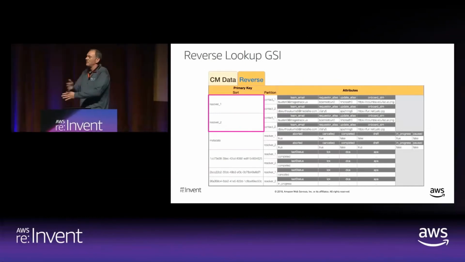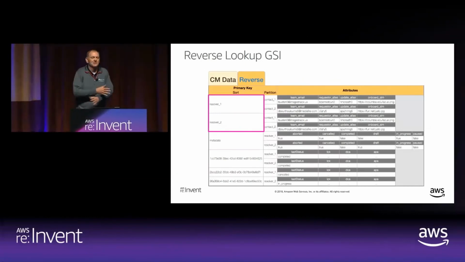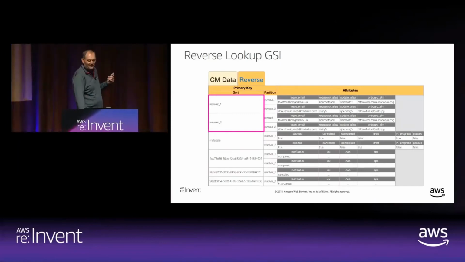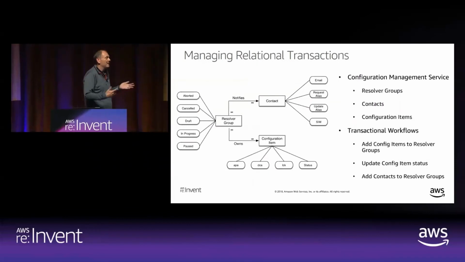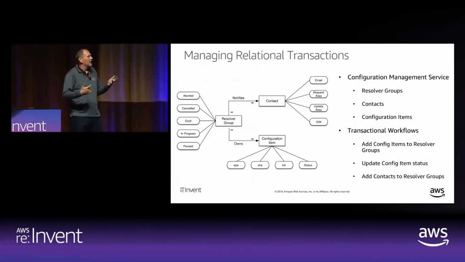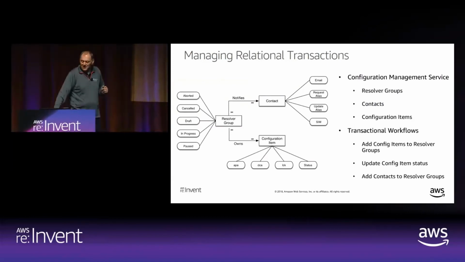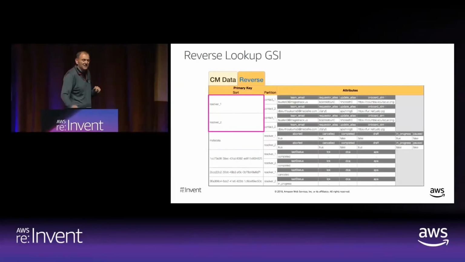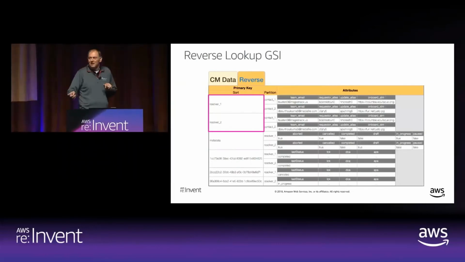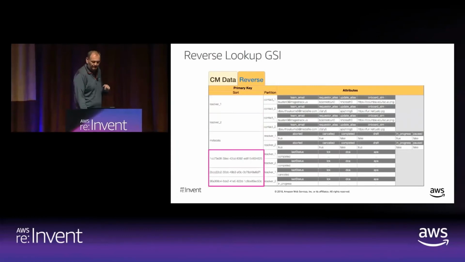So this is a way to be able to maintain many-to-many relationships. Right? I mean, if you go back to the ERD here, we've got a many-to-many between resolver groups and contacts, many-to-many between configuration items and resolver groups, and in this particular data model now, I've maintained that many-to-many relationship across all of those entities using the primary table and the reverse lookup GSI.